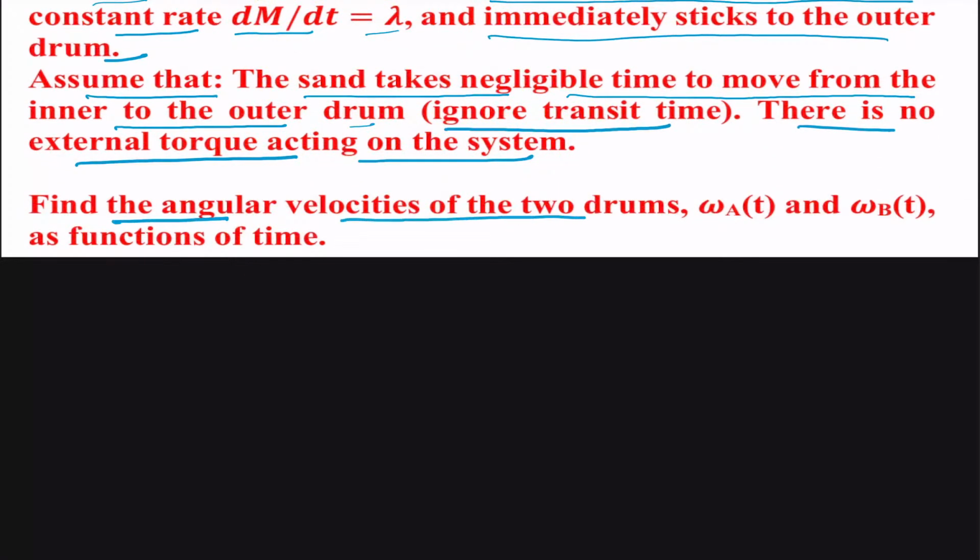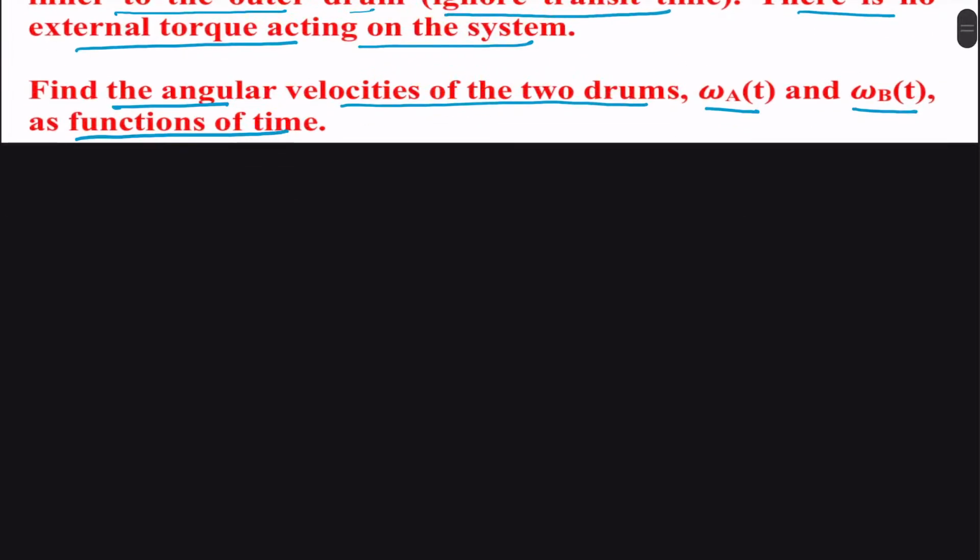Find the angular velocity of the two drums, omega A of t and omega B of t, as a function of time. So here we are going to find the final angular velocity of the drums A and B. Okay. So we can just draw an approximate figure. So we are given two concentric drums.